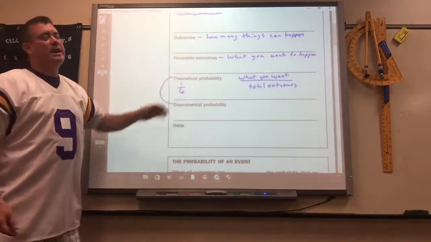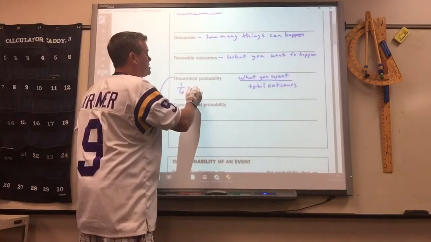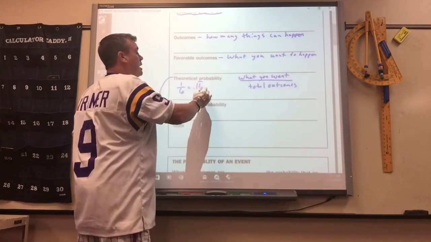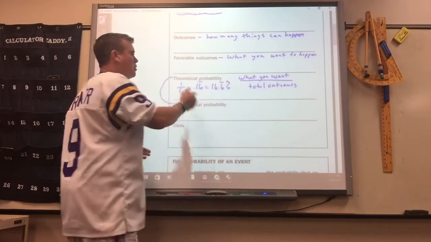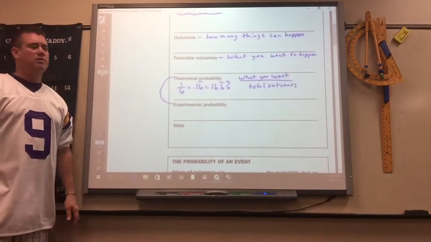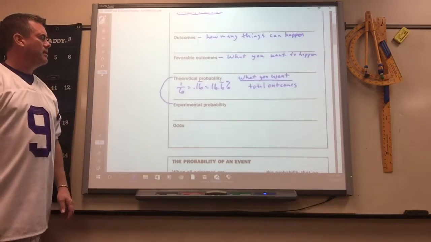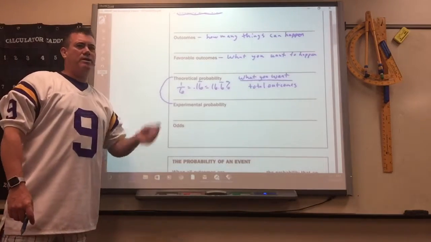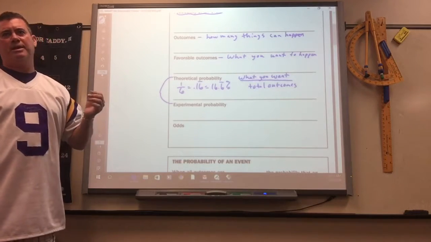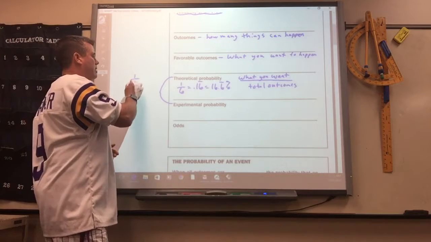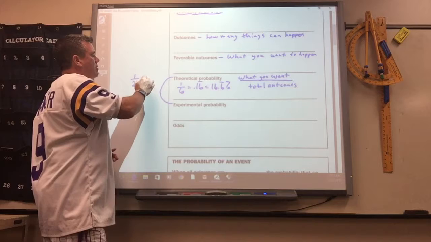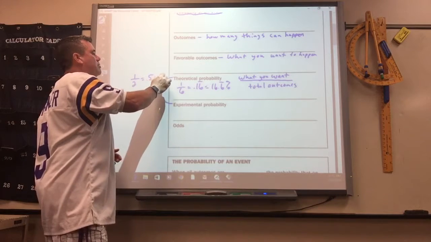You can leave it as a fraction, you can write it as a decimal, you can write it as a percent. Any way is fine, however you write a probability. The theoretical probability of flipping a heads is 1 out of 2, yep, 50%. 1/2 or 0.5 or 50%.